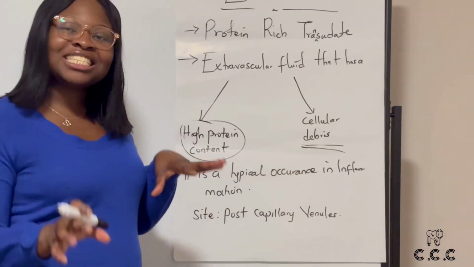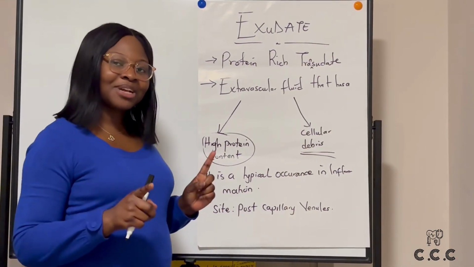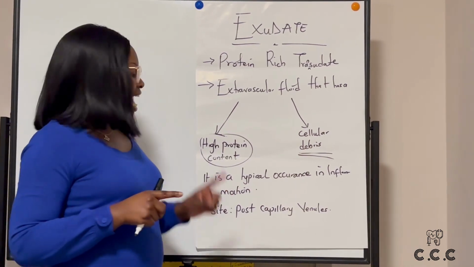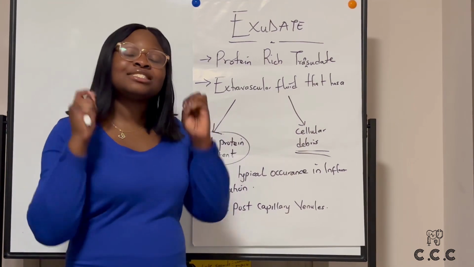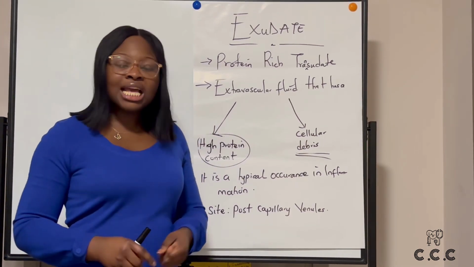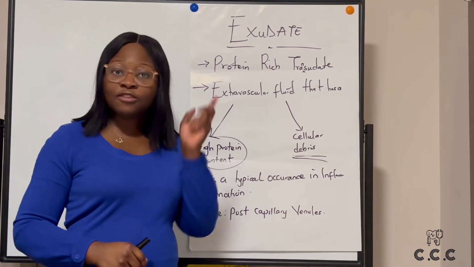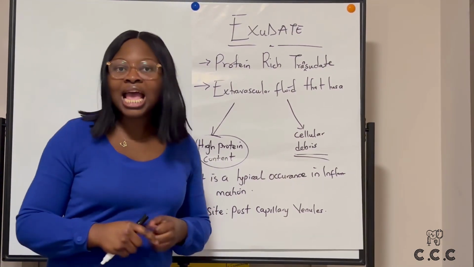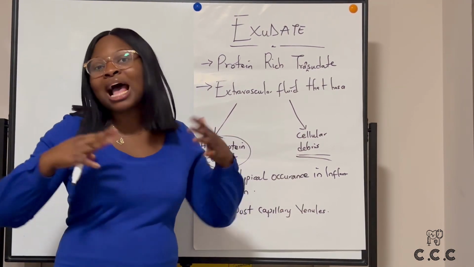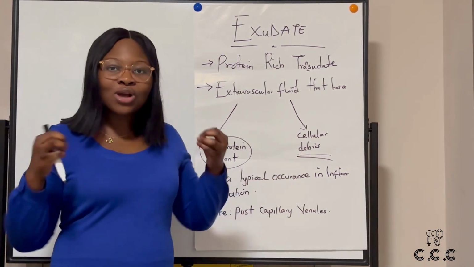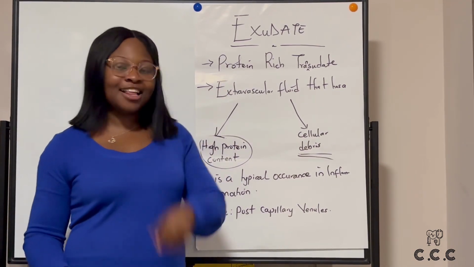We're going to talk about where the cellular debris are coming from, and then we're also going to talk about a few protein contents that we can find in our transudate. Now, the next thing we have to remember is that it is a typical situation in inflammation. It is typical when your vascularized tissues are responding to infections, to microbes, to necrotic tissues, or to harmless stimuli like allergens. You can see exudate occurring in inflammation.